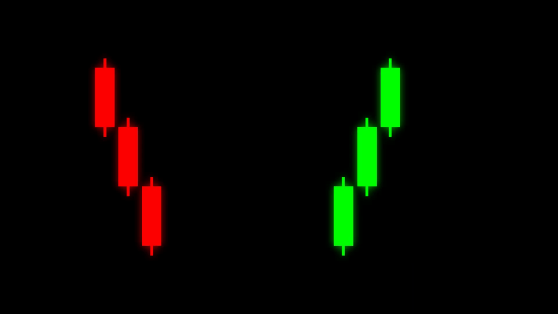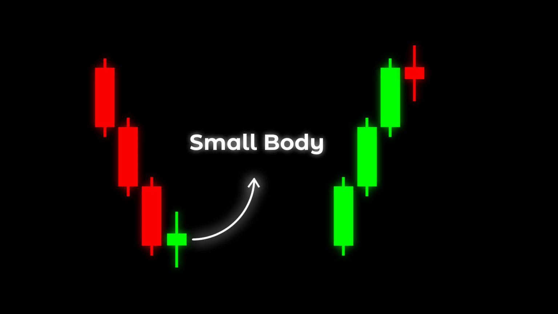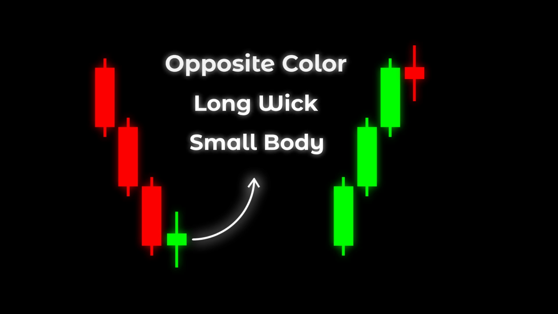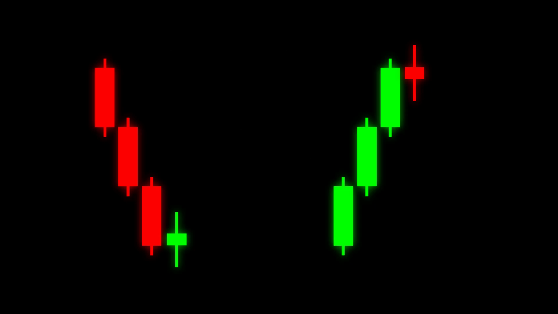Now comes the most important part of the strategy. We need a final candle that appears immediately after the 3 strong candles. This candle should have a small body, sometimes a long wick, and ideally be the opposite color of the previous 3 candles. This candle represents market indecision. After a strong, impulsive move, this is the moment where doubt enters the market. Many traders hesitate here, and this hesitation is exactly where our edge begins.